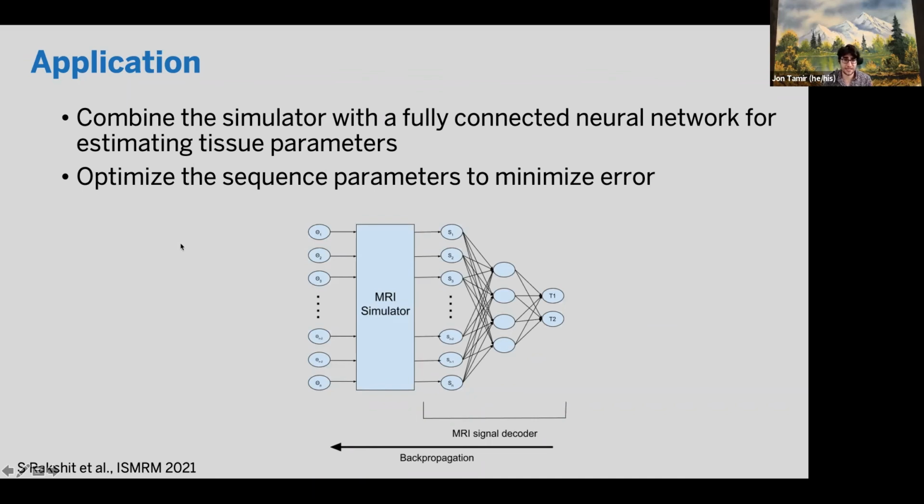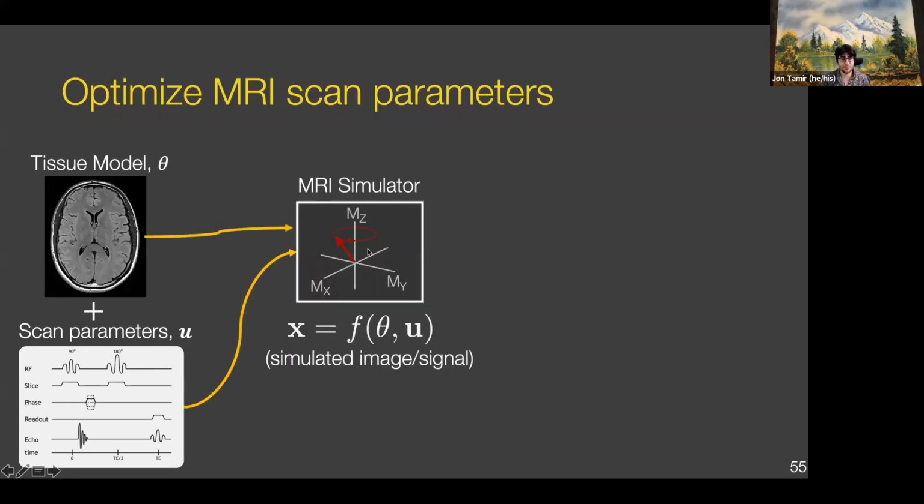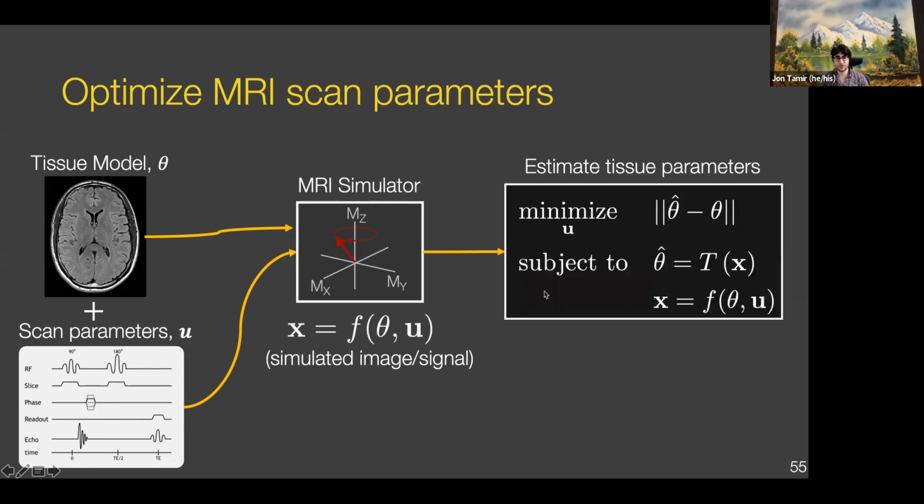Now, we can generalize this idea and say that in general, if we have some tissue model, theta, which are the parameters of each of the spins in 3D space, and we have our scan parameters u, then we can simulate them using our EPG algorithm to get a signal x. And then we could ask the question, can we form an estimator t to estimate the tissue parameters theta hat from the signal x? And this estimator could be a deep neural network, but it could also be conventional methods like non-linear least squares.